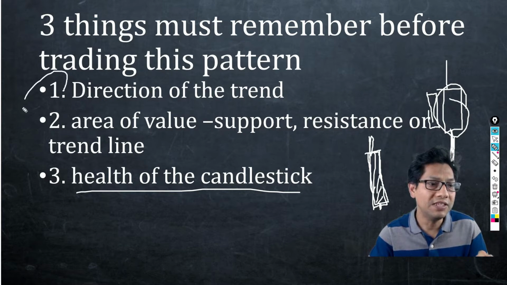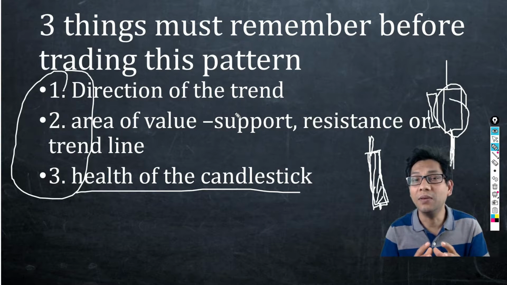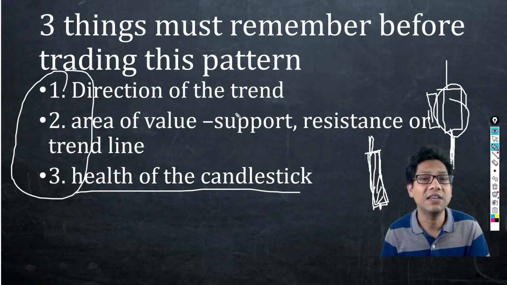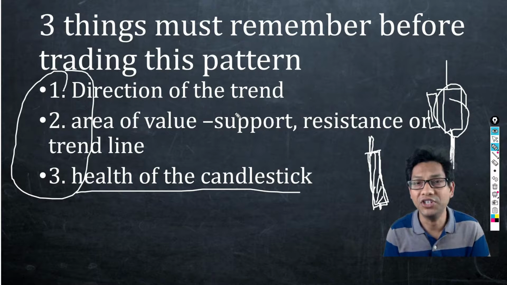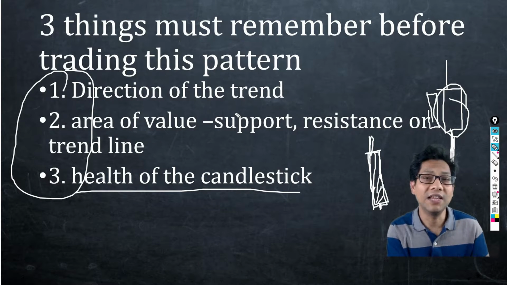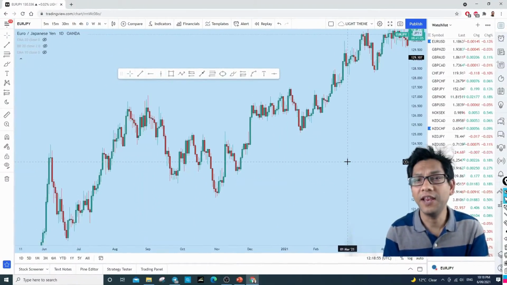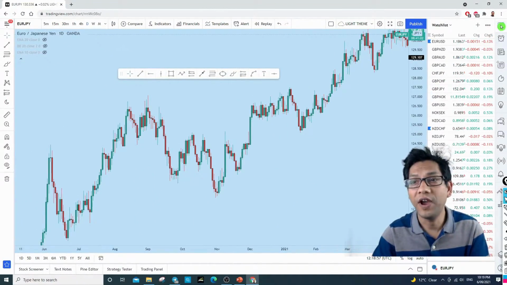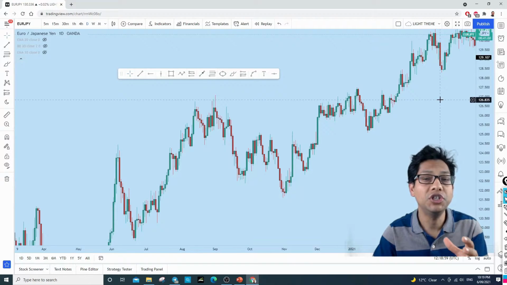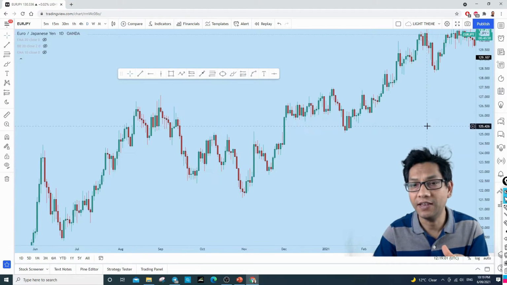If you remember these 3 things, you can eliminate a lot of false signals from bullish or bearish engulfing candlestick patterns. Now let's see in a real chart how we can correlate these things in any strategy. Okay, so let's see some real examples where you can find the actual bullish or bearish engulfing candlestick pattern.